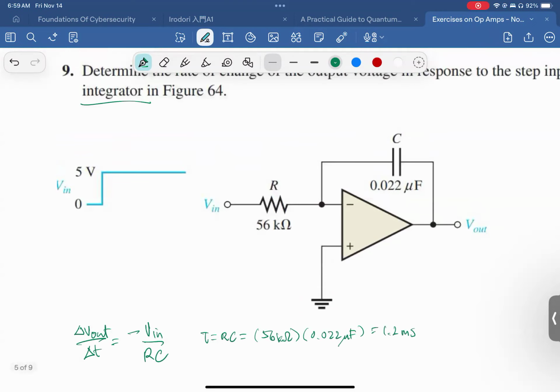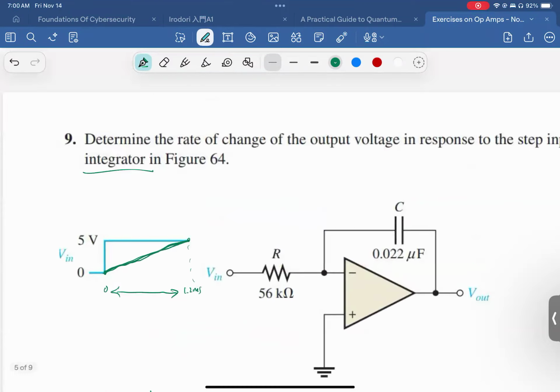milliseconds. So ibig sabihin ng 1.2 milliseconds na yan is from this point to this point, tumataas yung signal niya. So yan yung 0 and then ito yung 1.2 millisecond na time. So yan din yung ina-expect nyo na output.